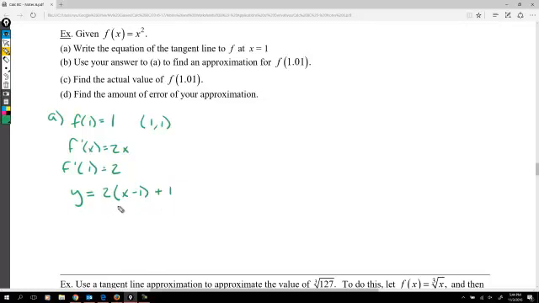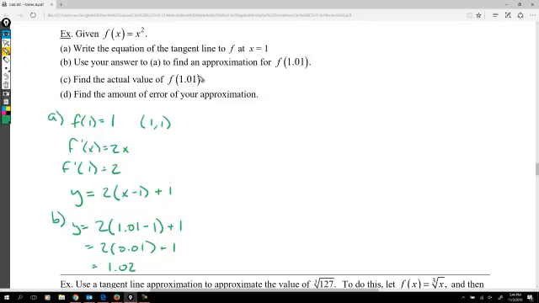Part B wants me to use this and approximate 1.01. So all we're going to do is plug in 1.01 for x. Okay, so right here, it's easier if you do not simplify this, because once you get to this step, it'll always be very close to whatever number this is. So here I get 2 times 0.01 plus 1, which is going to be 1.02. All right, so that is my approximation.